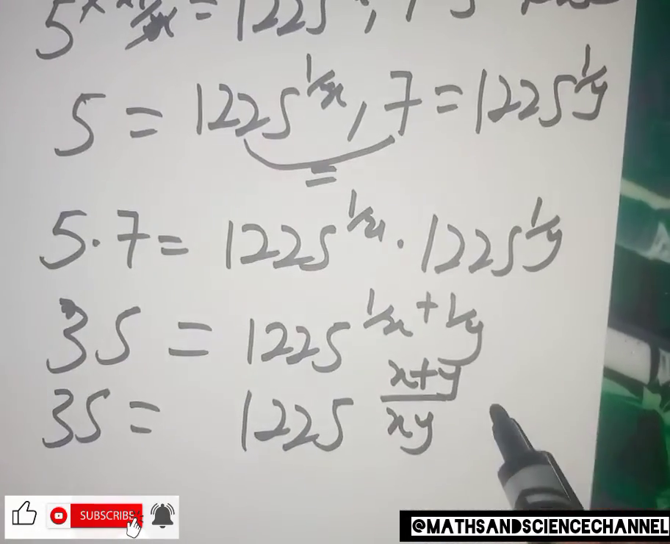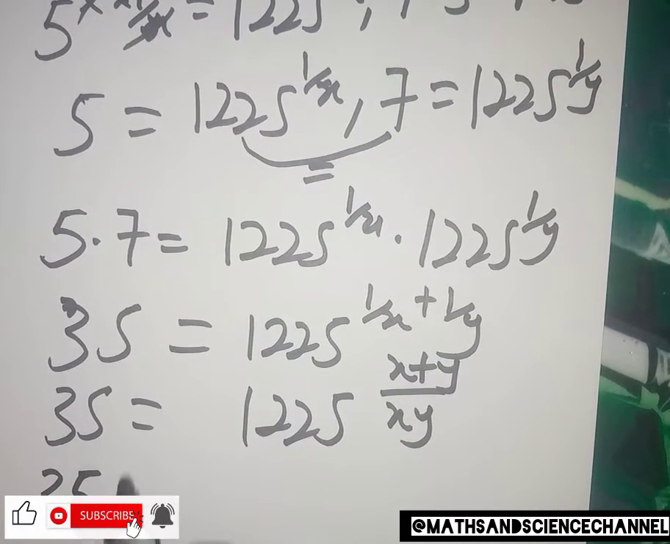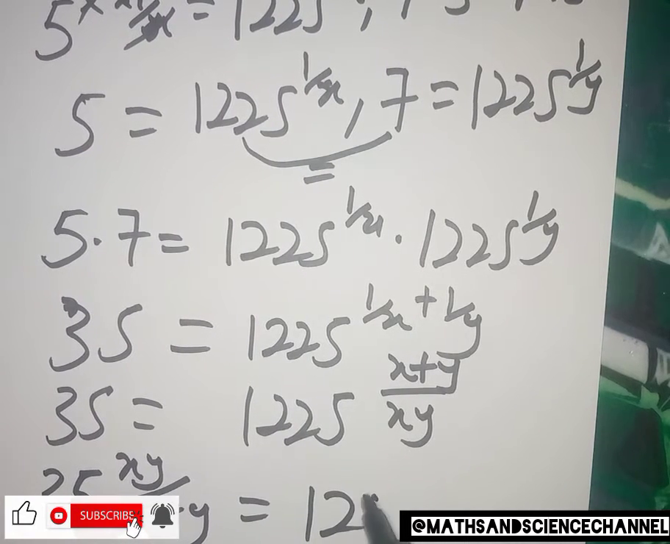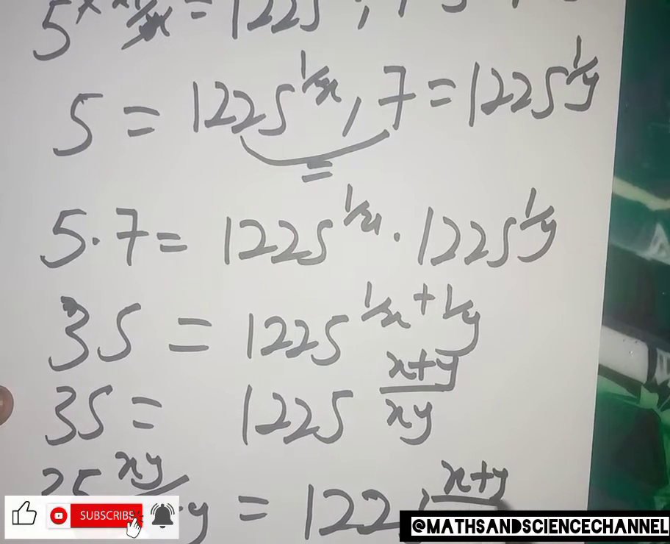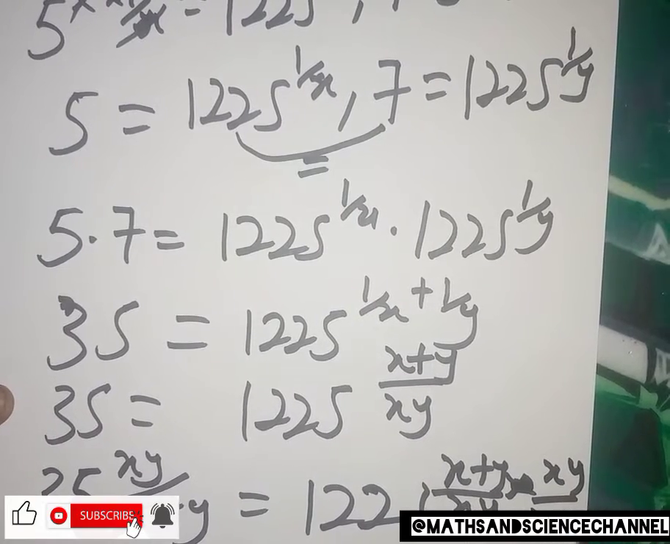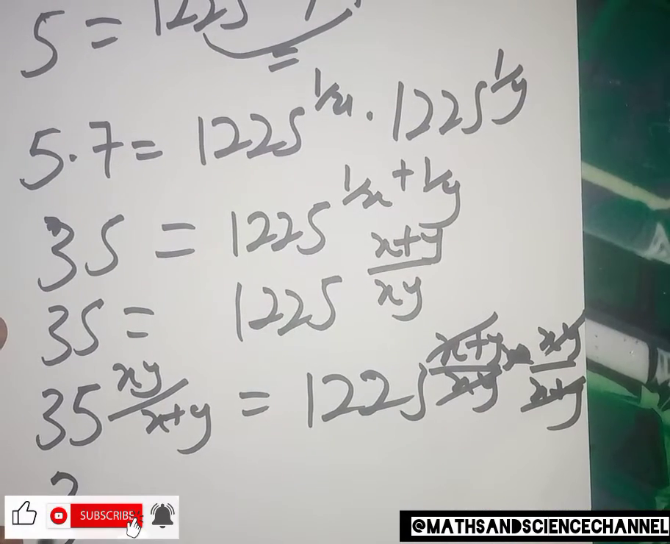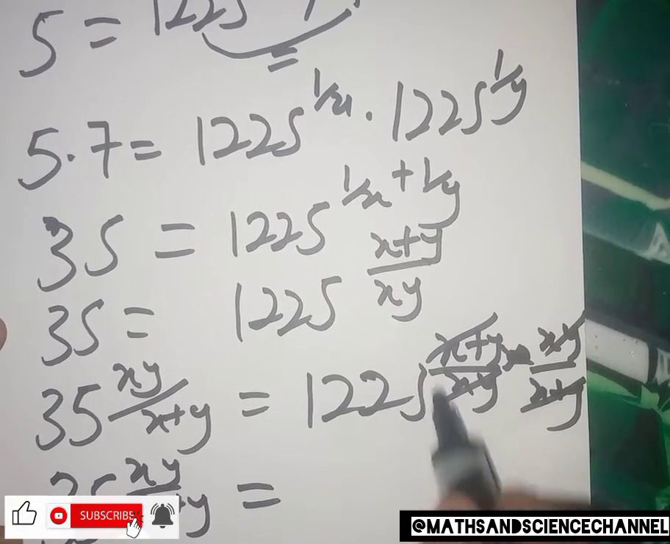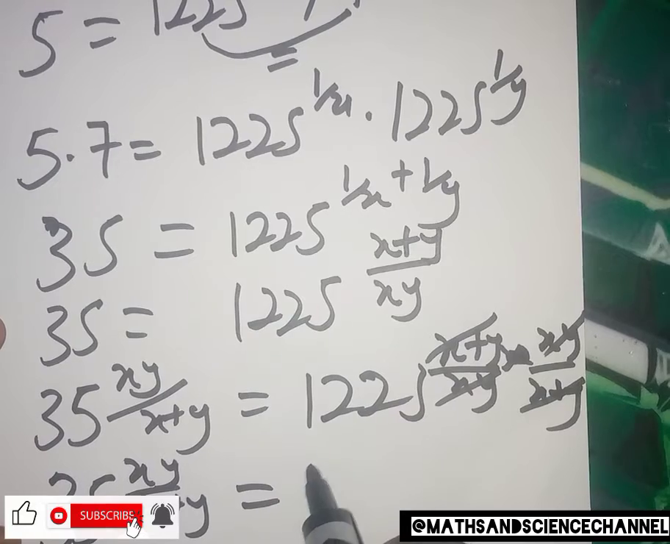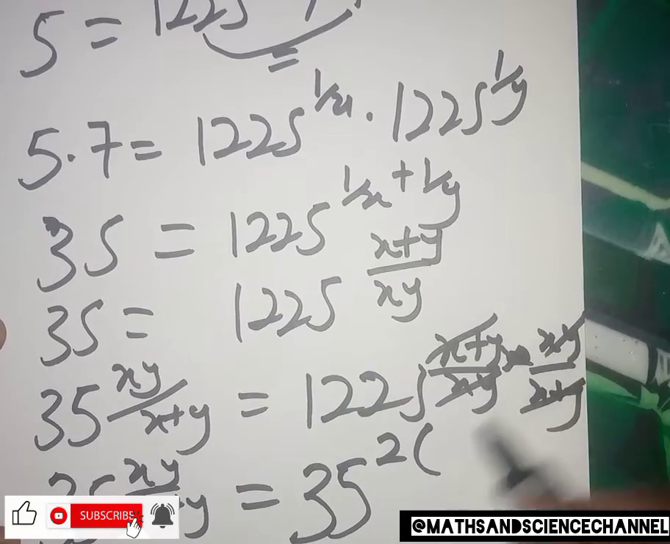I multiply both exponents by xy over x plus y. So I have 35 to the power xy over x plus y, and I'll do the same here. This multiplied by xy over x plus y gets rid of that, and this also gets rid of that. So what I'm left with is just 35 to the xy over x plus y being equal to, now remember, 1225 can also be written as 35 to the power 2, and then everything is gone, we have just 1.